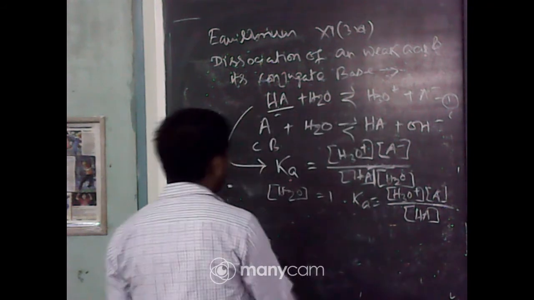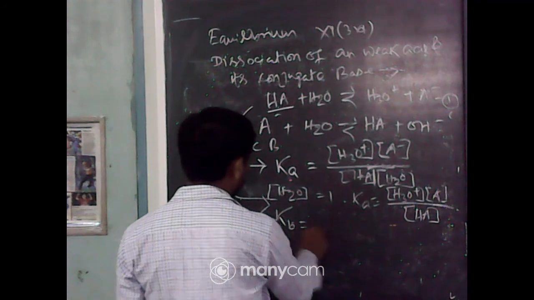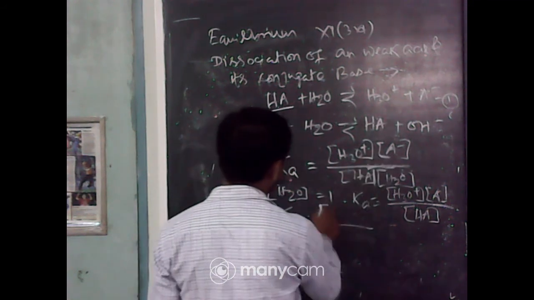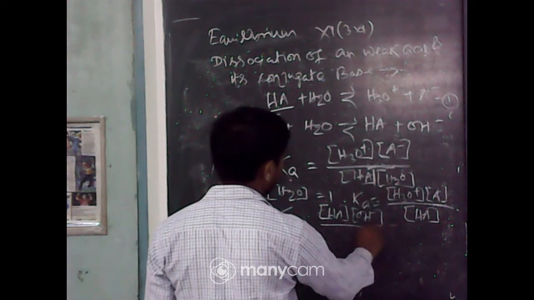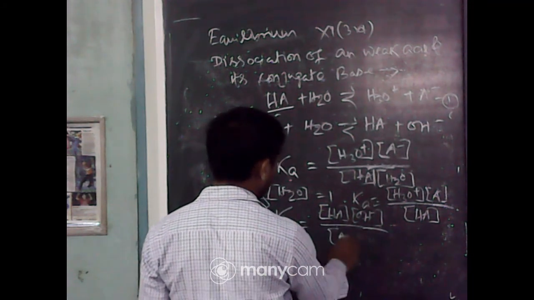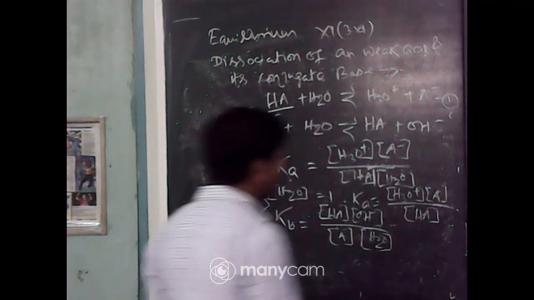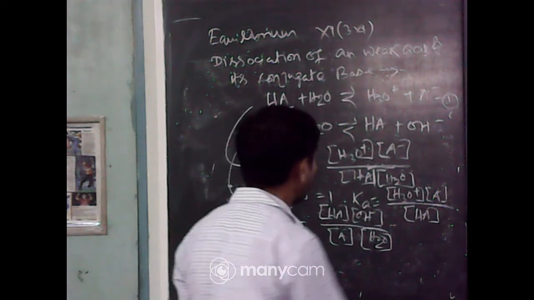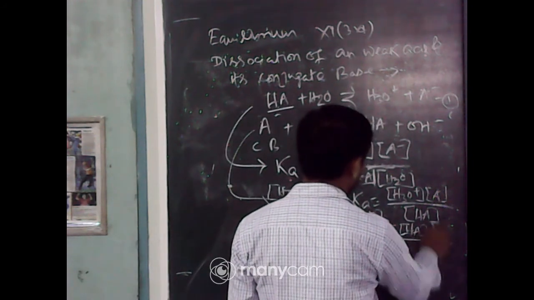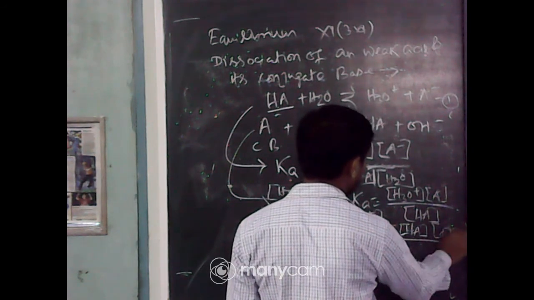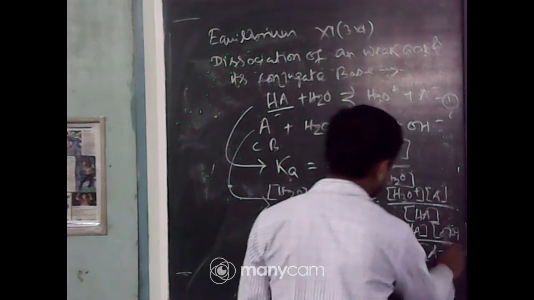From the second equation, Kb is equal to concentration of HA into concentration of OH minus divided by concentration of A minus into concentration of H2O. Here also the same rule, concentration of H2O equal to 1. So, it will be equal to concentration of HA into concentration of OH minus by concentration of A minus.